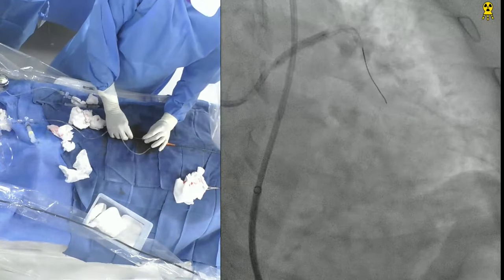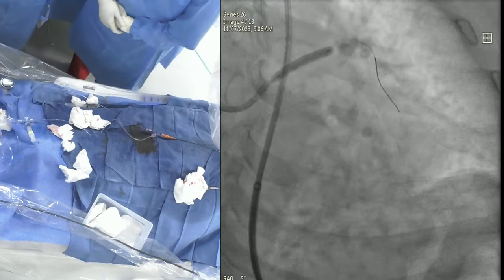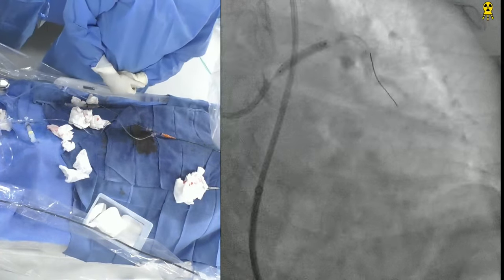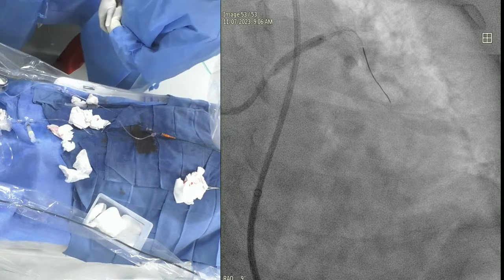Okay, nice expansion. See that? So the key is that once you're done and you crack the lesion with the calcium, then it's okay. I mean, not calcium nodule, calcium arc. We say the plate. Calcium plate.